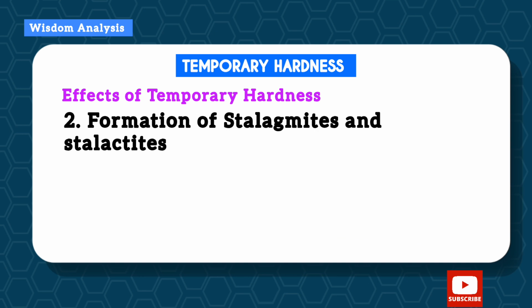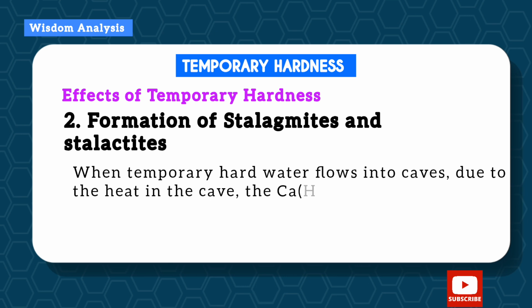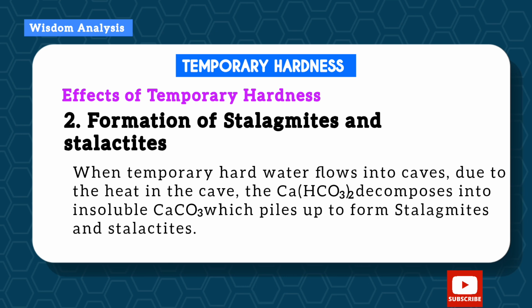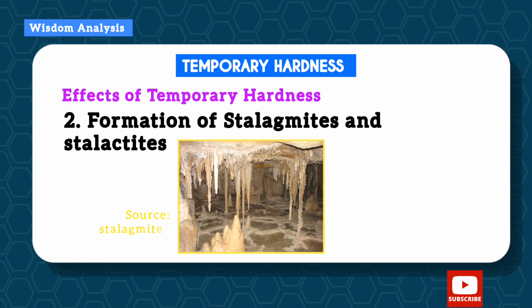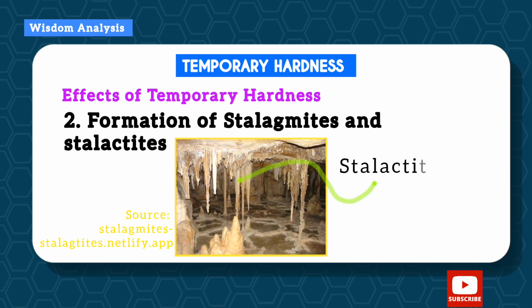Now we also have formation of stalagmites and stalactites in rocks. So when temporary hard water flows into caves, now due to the heat inside the cave, the calcium hydrogen trioxocarbonate 4 now decomposes to form calcium carbonate, which is insoluble, and then they drip down from the top and also from the bottom. So the one from the top is called stalactites and the one from the bottom is called stalagmites.